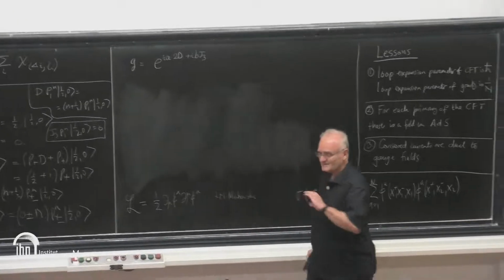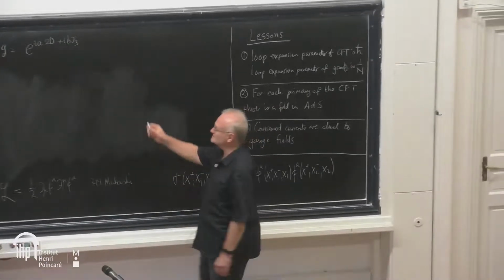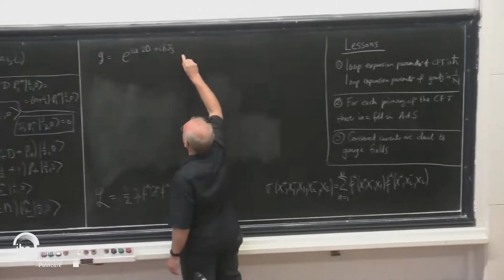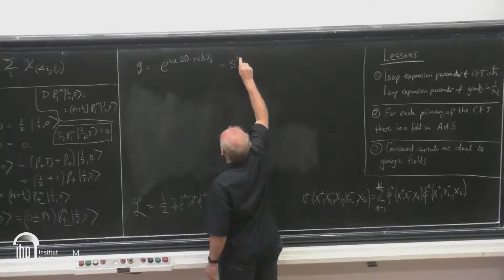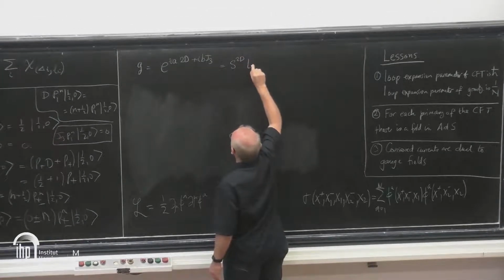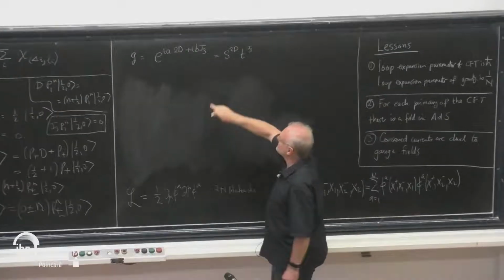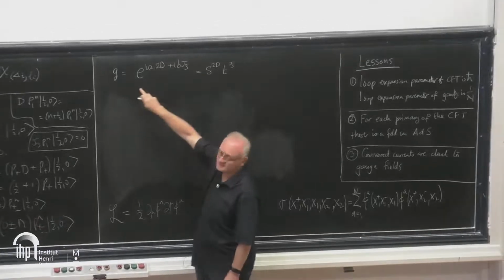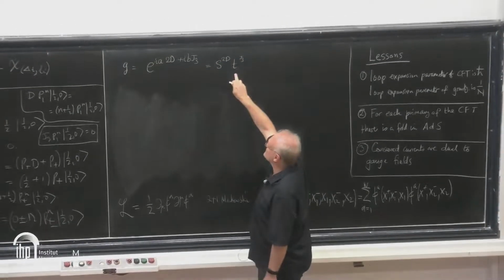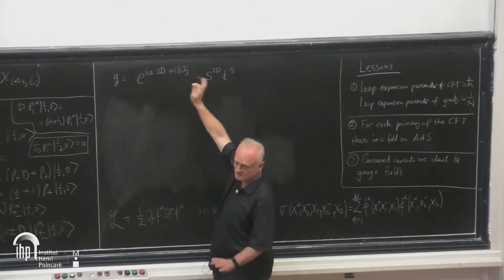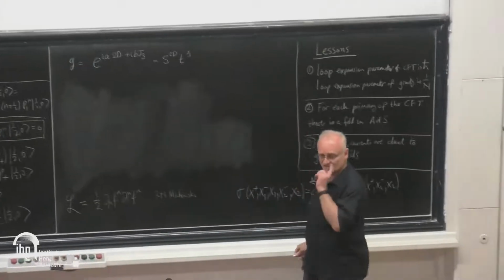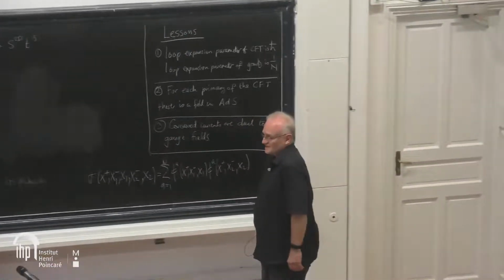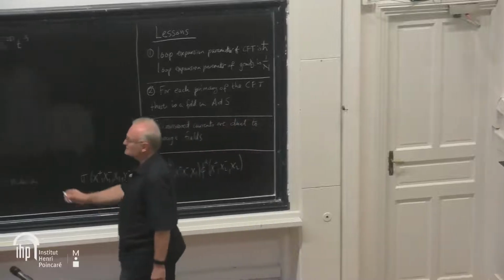J3. Then I'm just going to change the notation just to make things slightly simpler for myself. I'm going to call this S to the 2D and T to the J3. So I've basically got S is e to the iA and T is e to the iB. No big deal. I've just relabeled things a little bit. And what should I do to get the trace of G?